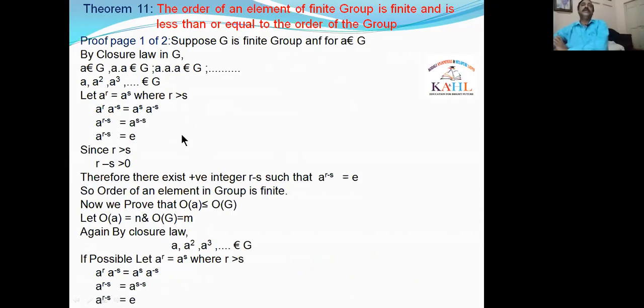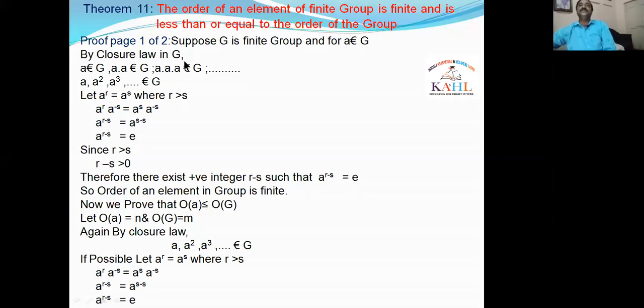Now we go to the next theorem, theorem 11. The order of an element of a finite group G is finite and is less than or equal to the order of the group. That means if we take a finite group, the order of any element in this finite group is finite. First of all, we want to prove that one. For that, I am taking that suppose G is a finite group and A belongs to G.